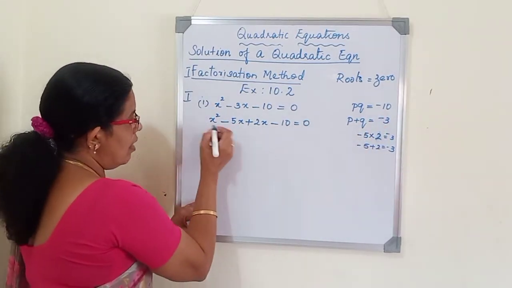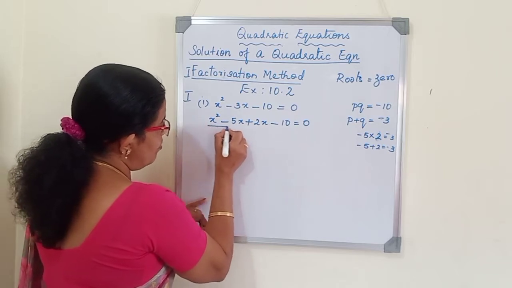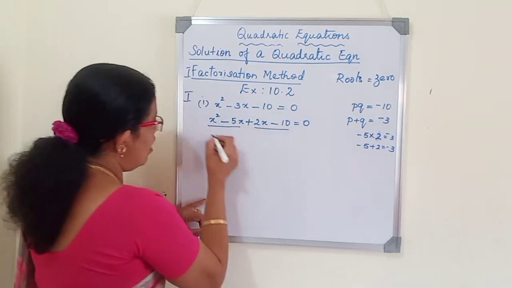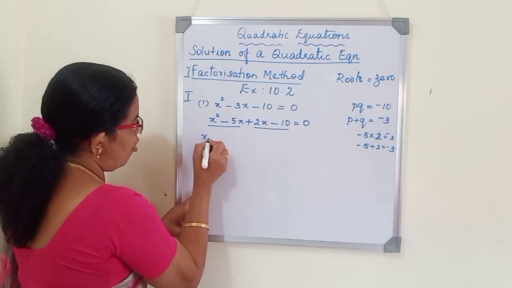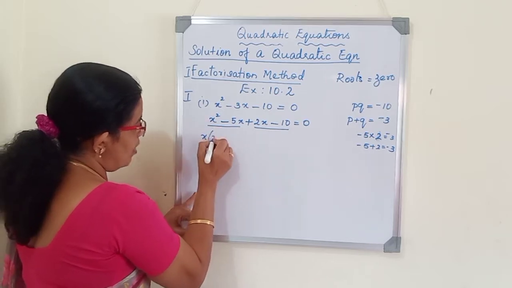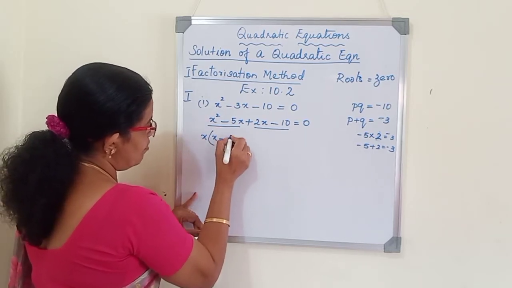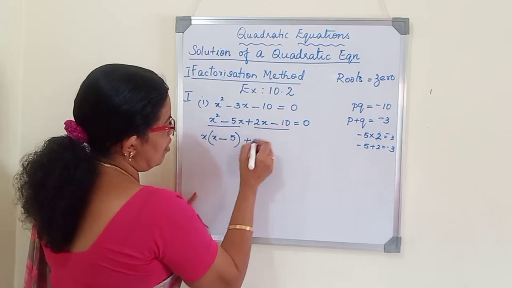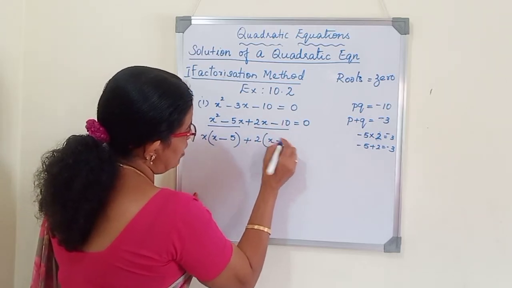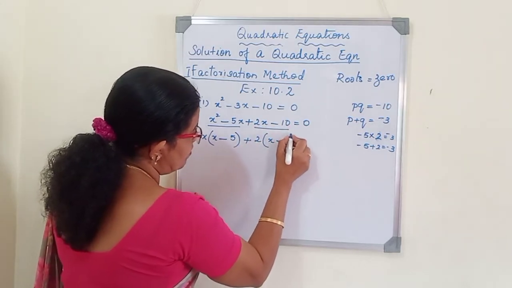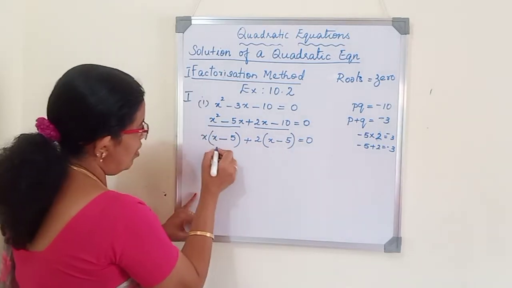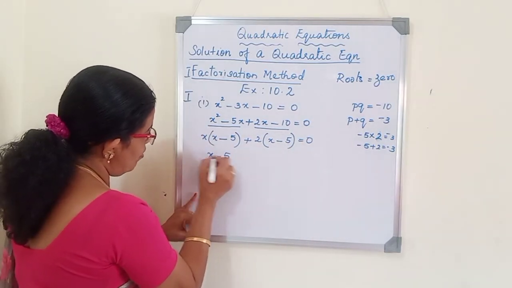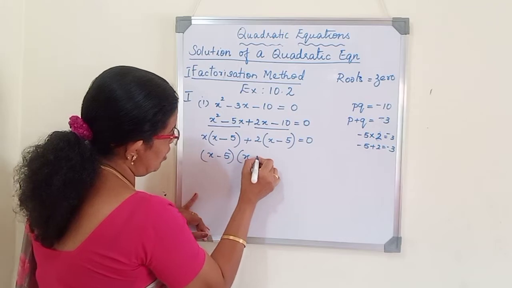Now we will take common factors from these two terms and from the other two. In the first two terms, x is the common factor. So x will remain here, minus 5. Here 2 is the common factor: x minus 5, 2 into 5 is 10, equal to 0. Now x minus 5 into x plus 2 is equal to 0.